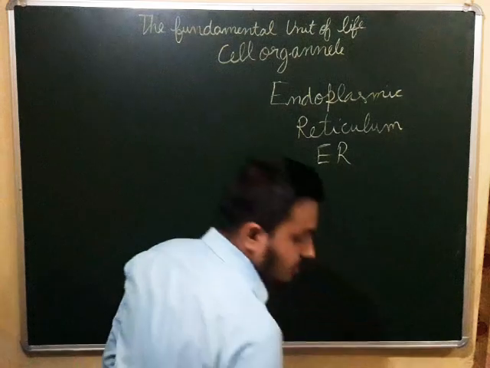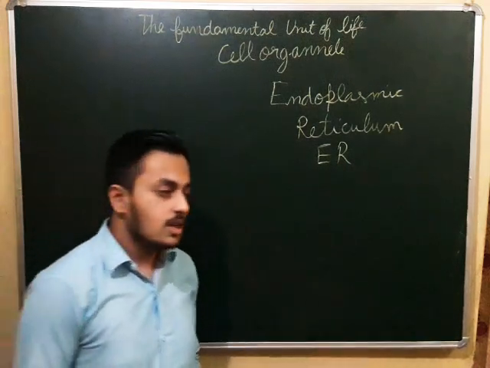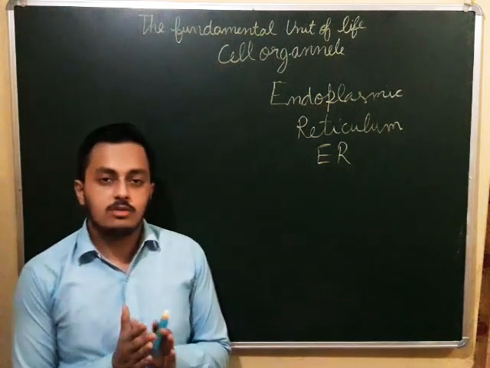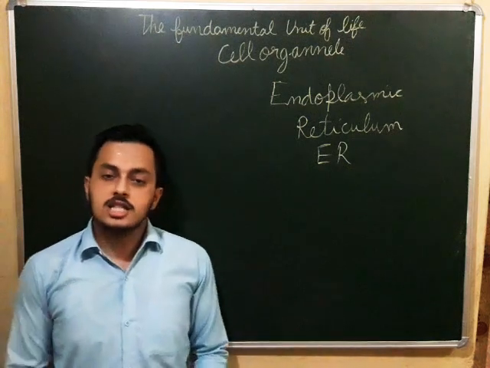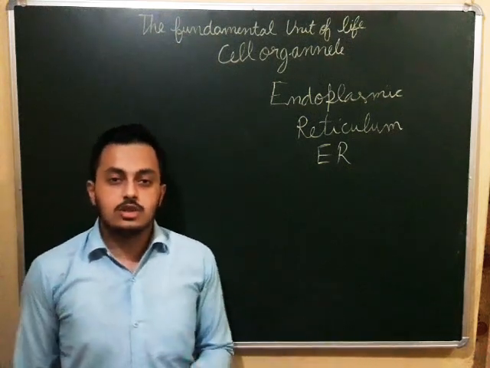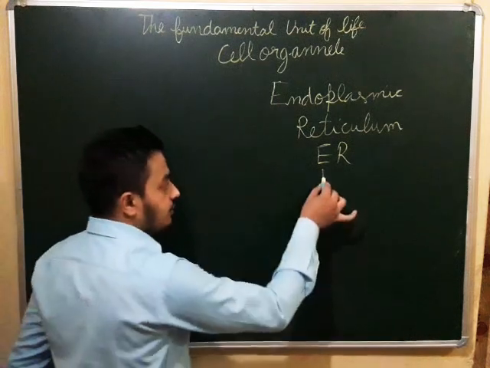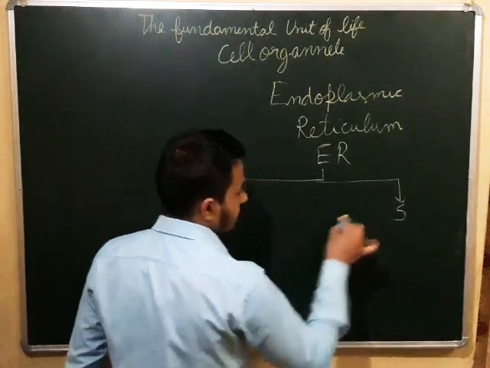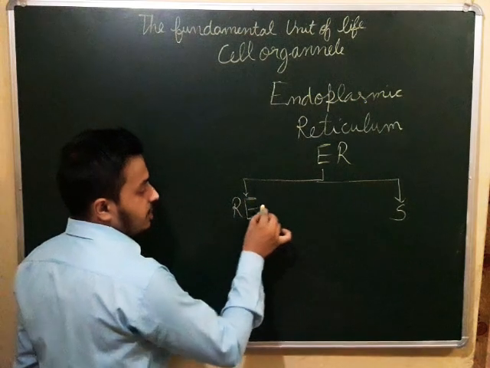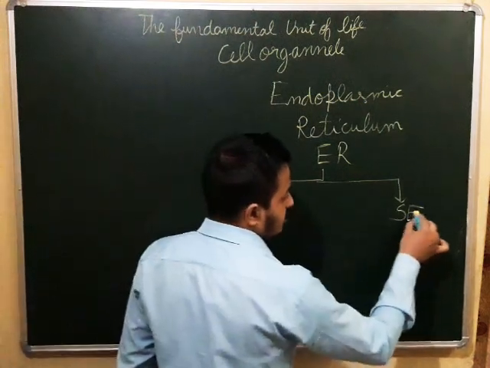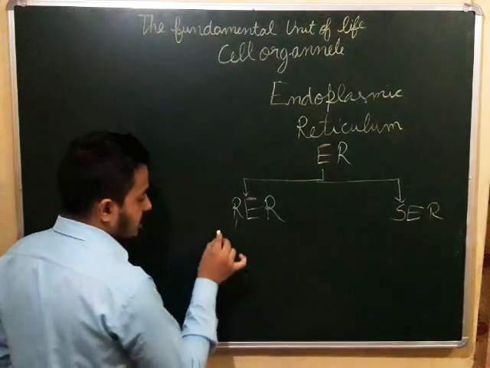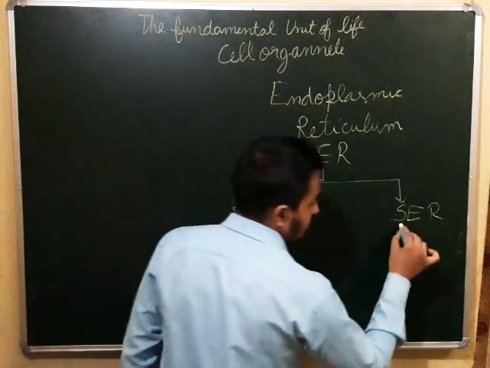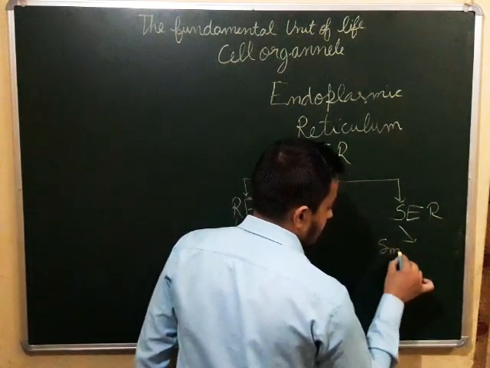The endoplasmic reticulum, when seen under the microscope, when we looked at it through the microscope, we saw two kinds of endoplasmic reticulum. One whose surface was smooth, the other whose surface was rough. The first you find is the rough one, and secondly you find the smooth one. The rough one is called rough endoplasmic reticulum, while the smooth one is called smooth endoplasmic reticulum. This is rough endoplasmic reticulum, and this is the smooth endoplasmic reticulum.